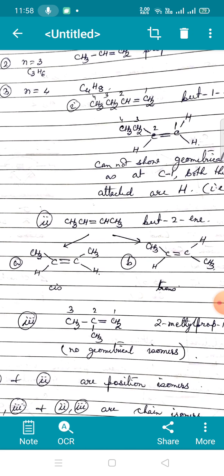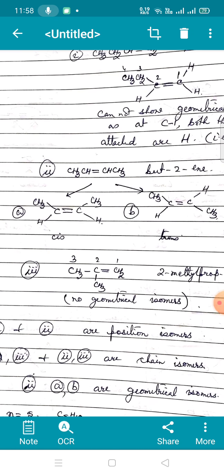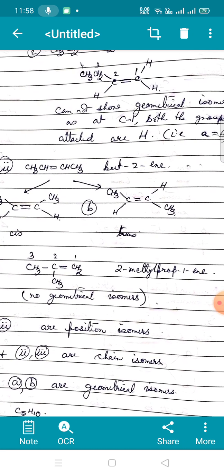The second isomer is but-2-ene, which I have already discussed. So one is cis-but-2-ene, another will be trans-but-2-ene. The third possible isomer is, I'm changing the longest chain, and I'm writing a carbon chain of 3, and the fourth carbon I'm putting in as a branch on the second carbon. So the name of this is 2-methylprop-1-ene, or simply 2-methylpropene.